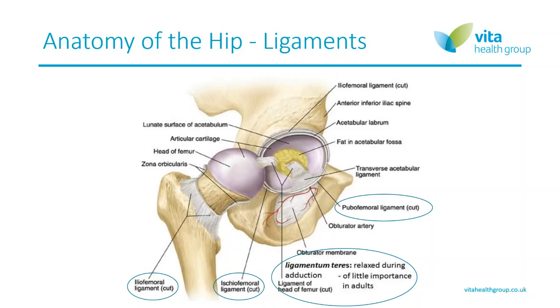Injuries to the ligamentum teres can occur in dislocations, which can cause lesions of the artery around there, and can result in osteonecrosis of the femoral head as well.